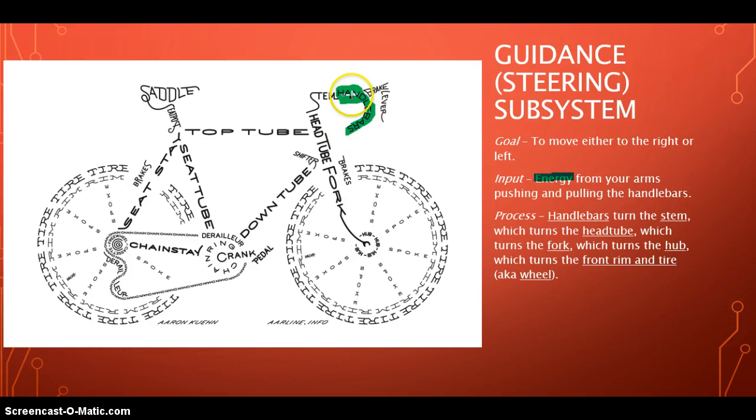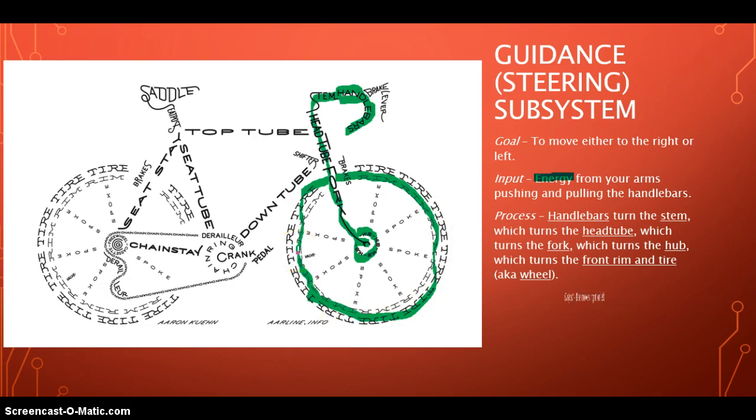So our handlebars are attached to the stem, so that gets turned, and that turns the head tube, which then turns the fork. Here's our fork, and that turns our hub, right there, and that in turn will make the front tire and rim turn in this horrible circle, which is our wheel. So that is the very basic way of explaining the steering subsystem for our bike.